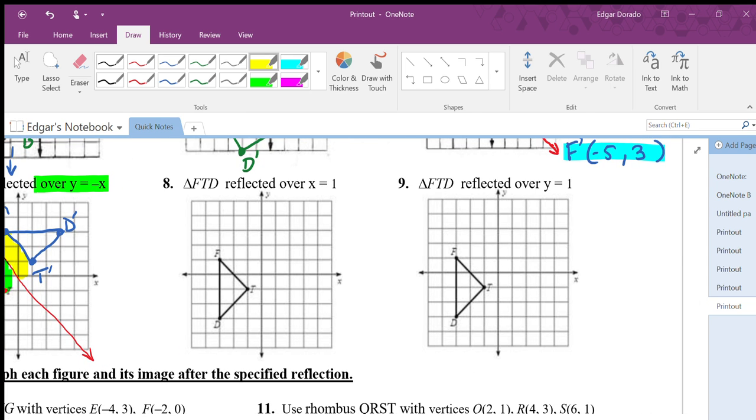All right, FTD is being asked to reflect over the line x equals 1, so let's draw it. X equals 1 is right here. So that's my best attempt at my line of reflection. So again, every single thing has to have the same distance. So it's 2 and 2 here. That's my new point.